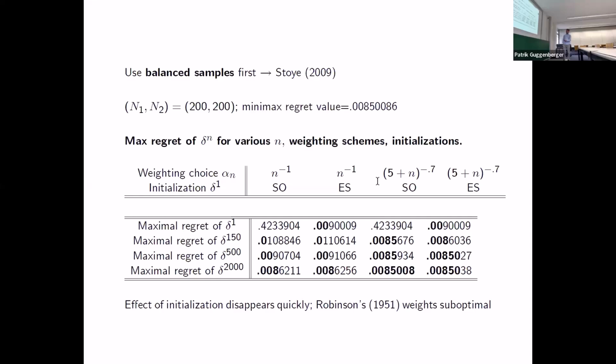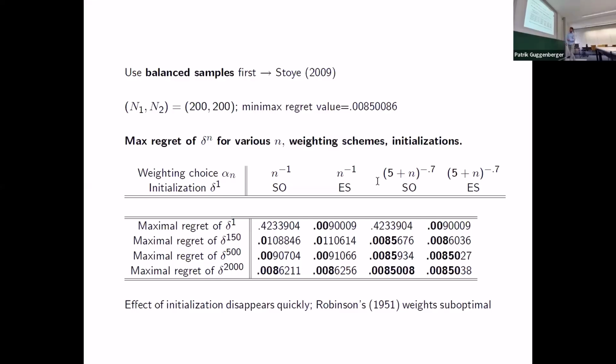In the first row, we report the maximal regret of the treatment policy used in the initialization step, after 150 iterations, 500 and 2,000 iterations. Here we experiment with different weighting schemes, alpha n, and different initializations. Columns are different combinations of initializations and weighting schemes. What you see is that after 2,000 iterations, the treatment policy delta 2,000 has a maximal regret that gets very, very close to the actual minimax regret value, up to at least 3 digits.